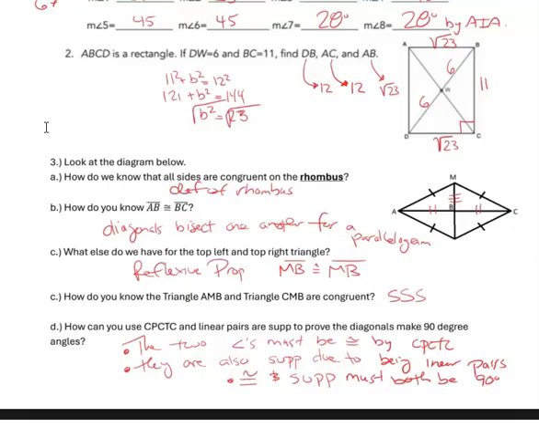How do you know the triangle AMB and triangle CMB are congruent? Well, that'd be SSS. And now that you know that those triangles are congruent by SSS, those two angles must be congruent by CPCTC. And also, we know that those two angles by where the diagonals intersect have to be congruent, but they're also linear pairs. They add to be 180. And the only way they could be adding to 180 and be congruent would be if they were each 90 degrees.